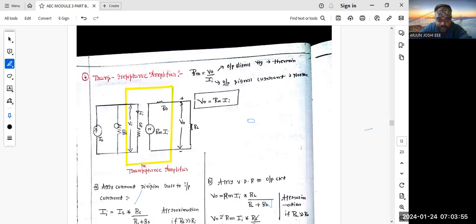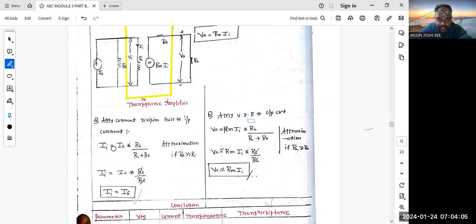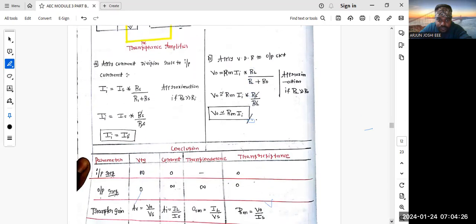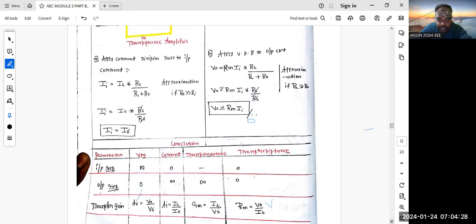The circuit looks like this. For the input circuit we need to apply the current divider rule, and for the output circuit the voltage divider rule. This is the equation: II is equal to Is into Rs divided by Ri plus Rs. So here Rs is going to get cancelled, and Ri we should take as 0, so II is equal to Is. Apply the voltage divider rule for the output circuit, because we already applied Thevenin's theorem. So V naught is equal to Rm times II. I hope all of you are clear.